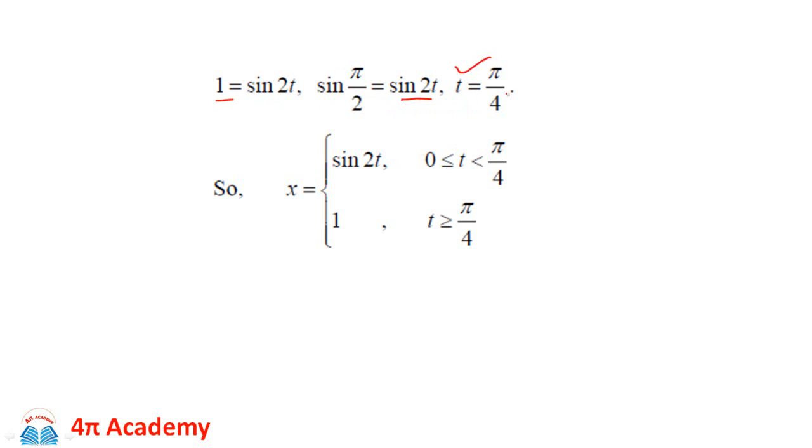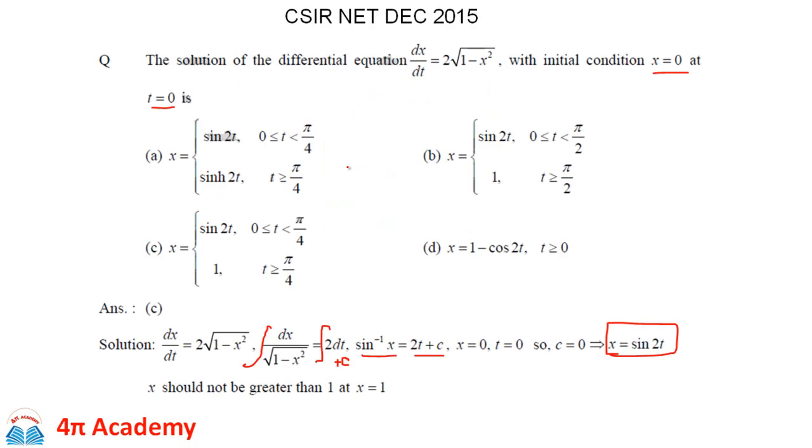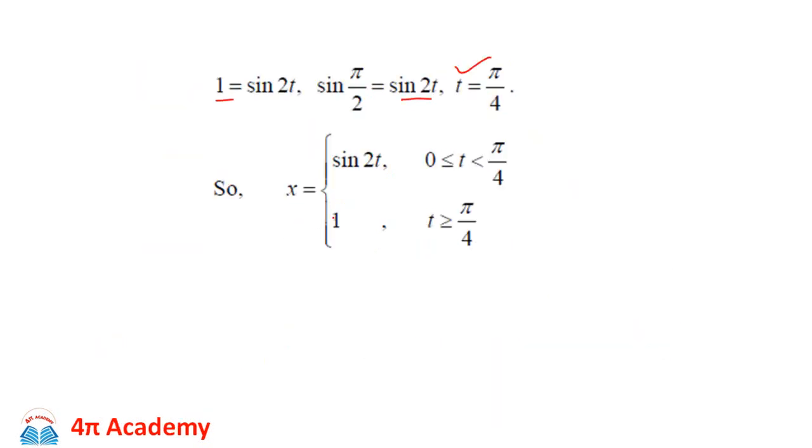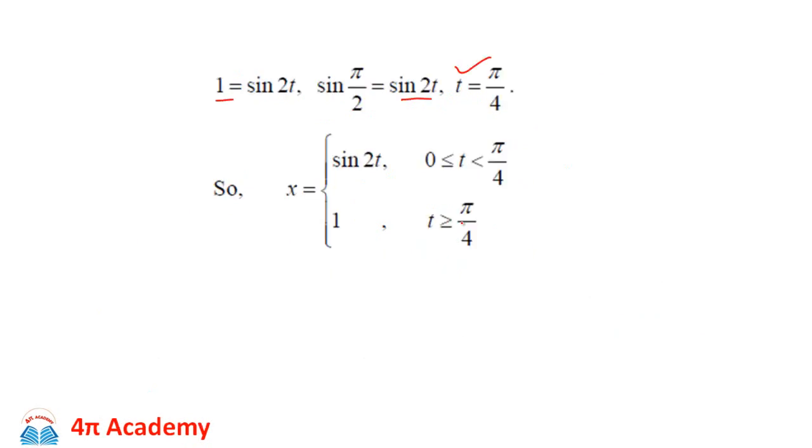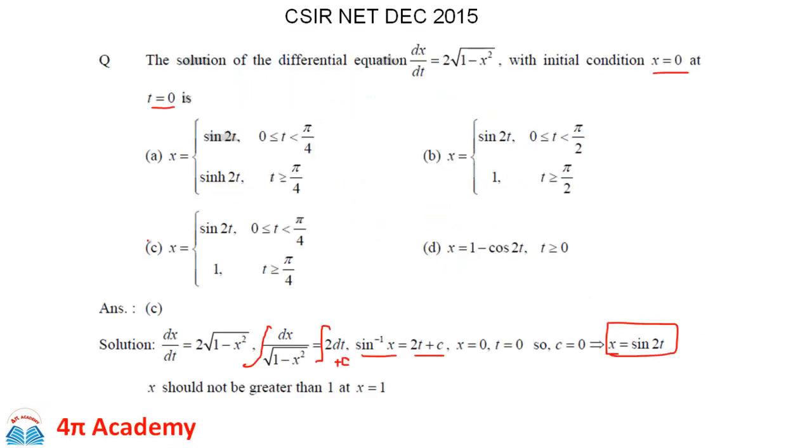So t should be equal to pi by 4, and therefore the correct answer should be, x should be equal to sine 2t. This is our solution. The maximum value of x should be 1 for the value of t to be pi by 4, and therefore the correct answer is C.